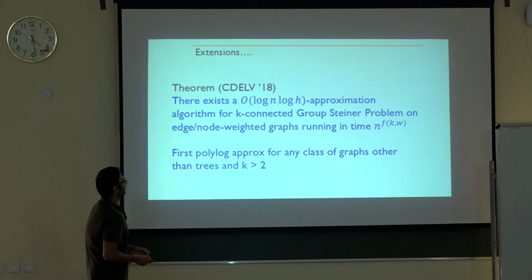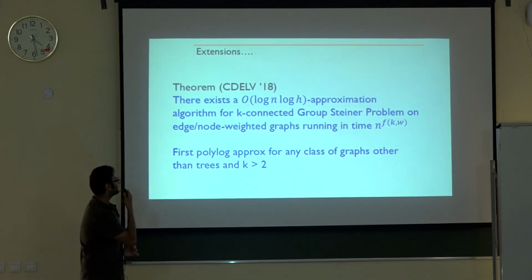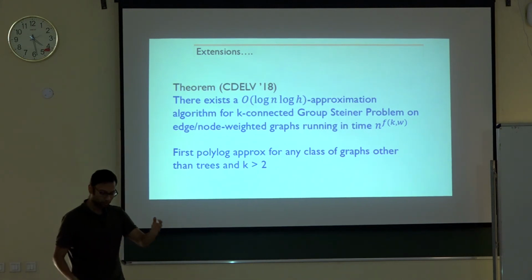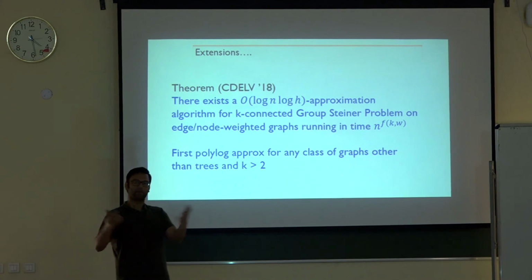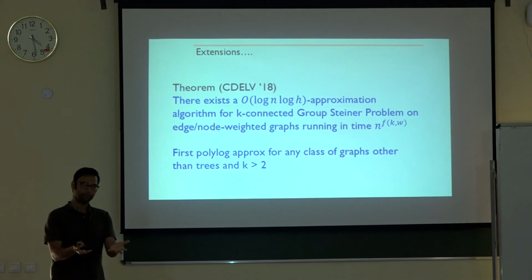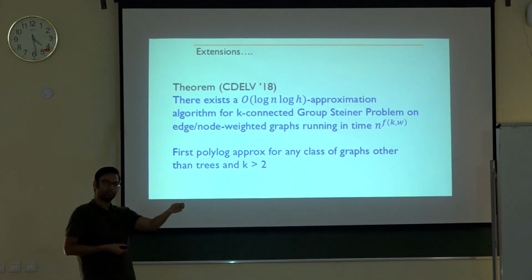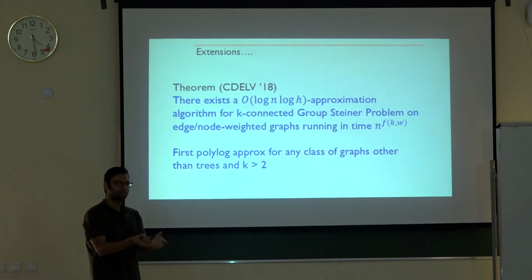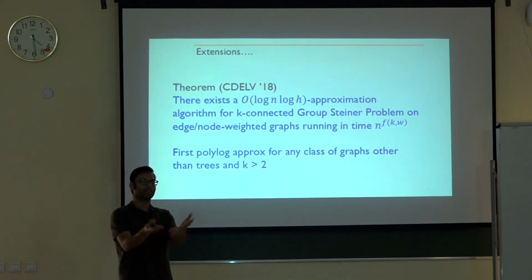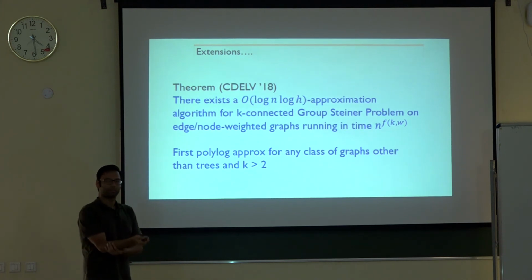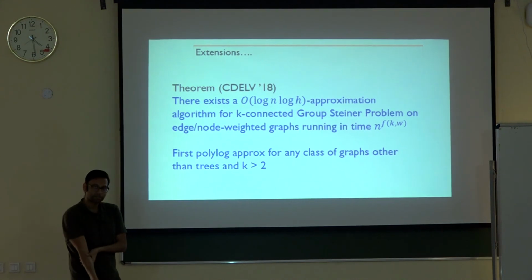Let me conclude with this final result, where we solve a more general version of the problem. So far we only talked about the Steiner tree problem, but there is a class of problems known as survivable network design, where instead of one path from every terminal to the root, let's say you want k edge disjoint paths from every terminal to the root. This is just to ensure that your network is fault resilient or things like that. You can also define the same problem in the context of Group Steiner trees.